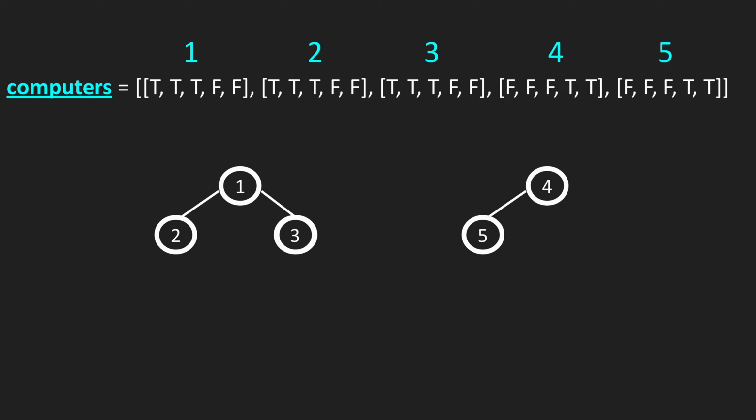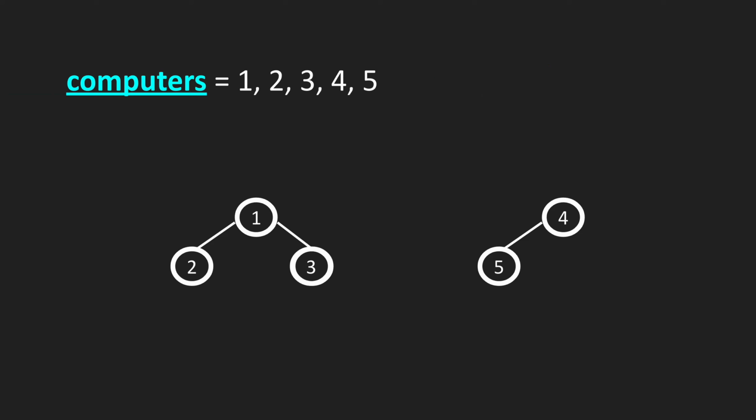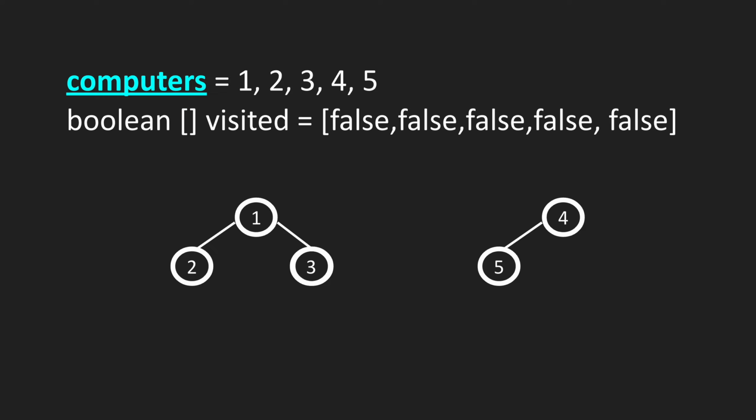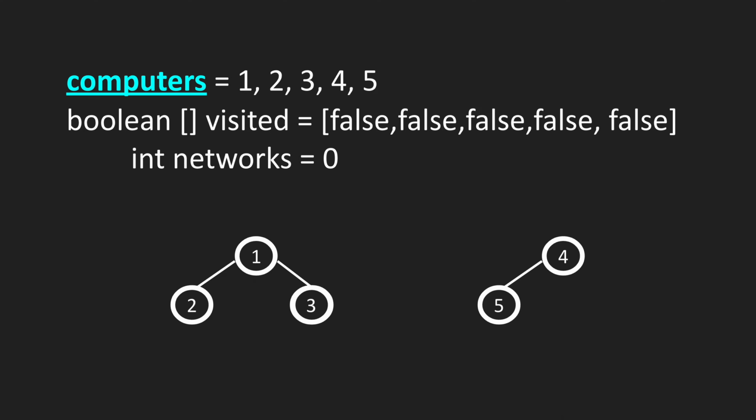So how are we going to solve this problem? The way we are solving this problem, we are going over each computer, and we are marking each computer that we are visiting as true. So we are creating an array of Boolean with the size of our computers, and also we are maintaining one more variable, networks, which is the number of networks that we are returning at the end.